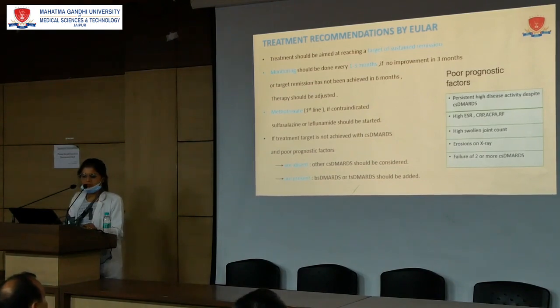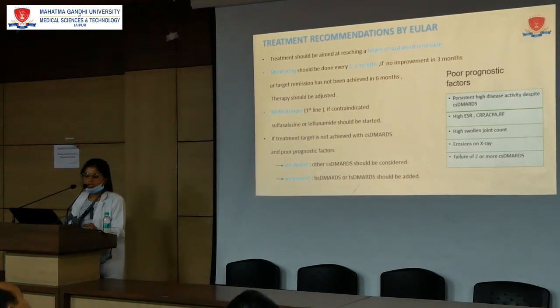Treatment recommendations are given by EULAR. The treatment is aimed at targeting sustained remission. Monitoring is done every 1 to 3 months. If there is no improvement in 3 months, or we have not reached the target remission within 6 months, the therapy is adjusted. Methotrexate is the first-line drug of choice, but it is contraindicated as methotrexate causes hepatotoxicity. So if the patient has chronic liver disease, we avoid methotrexate and give sulfasalazine and leflunomide instead.